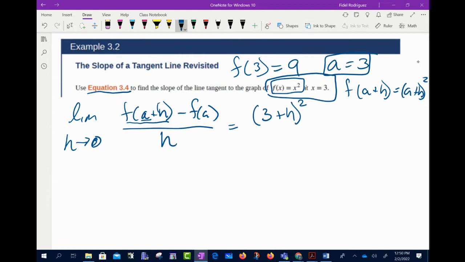Right, because f of x is equal to x squared. And isn't my a equal to 3? So if I plug in the 3 where the a is, it would be (3 plus h) squared. We're doing okay so far? Okay. Minus, what did we say f of a was? 9. Okay. What do we have on the bottom?